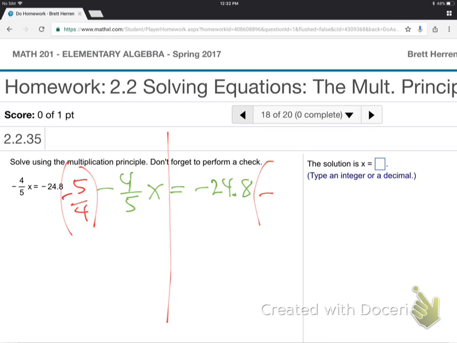Whatever you do to one side, you have no choice but to do the same thing to the other to keep the balance. That gets x alone, doesn't it? 5 cancels, 4 cancels, 2 negatives make positive. x is truly alone. Now, how do you do the other side? I would just use my calculator, because it's got decimals. Whenever there's decimals, just use your calculator.